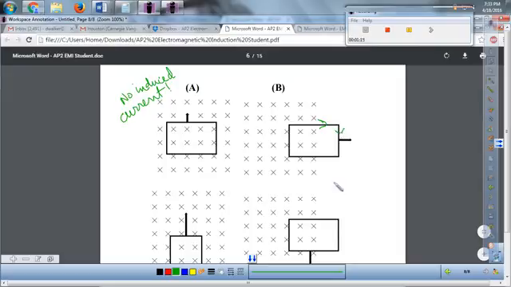It's going to look like that right there. Oops, guess I should finish this rectangle here. Okay, so it's clockwise.